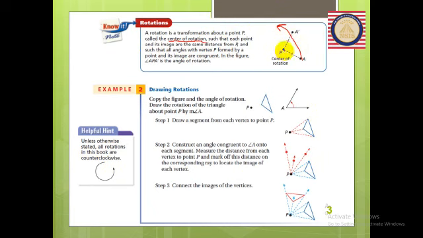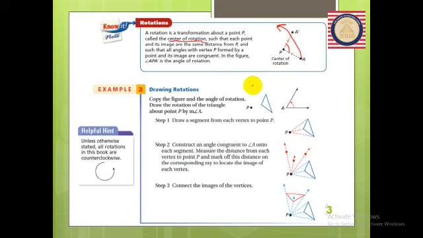So the distance between the center of rotation and the original point equals the distance between the center of rotation and the image. The two distances here are equal. And all angles with vertex B formed by the point and its image are congruent. So what is my angle of rotation? The angle of rotation is angle A B A dash. This angle is called the angle of rotation.